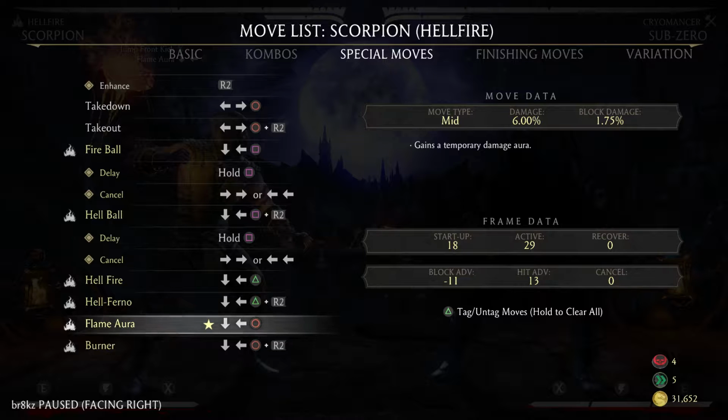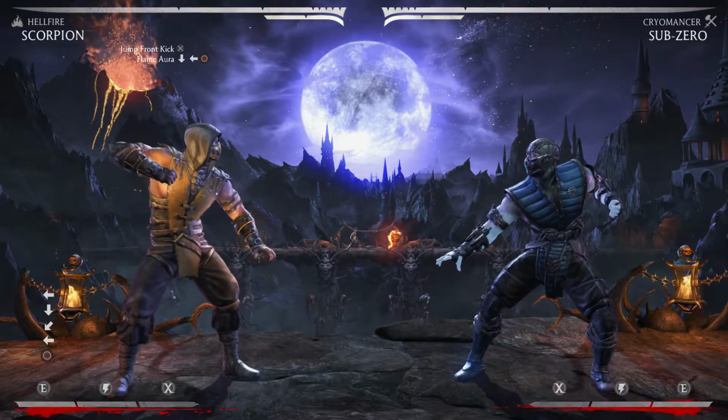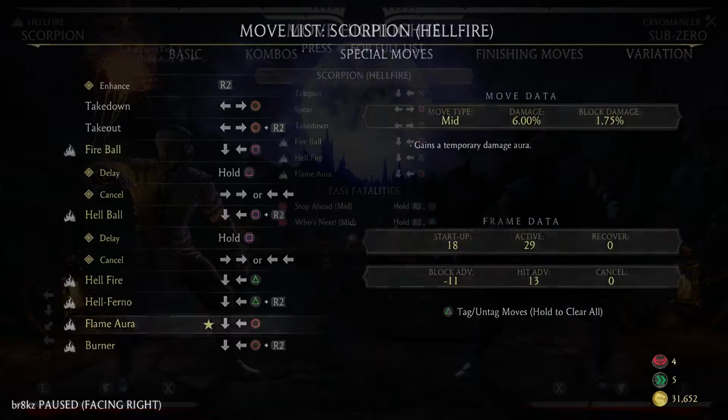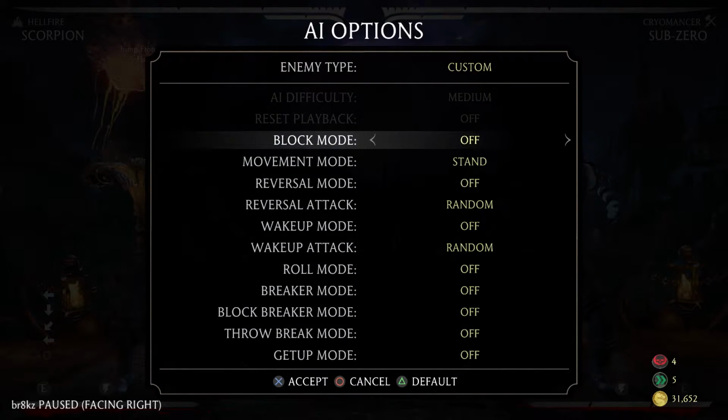Flame Aurora is probably one of the most famous moves for catching people off guard because it's active for such a long amount of time. While 29 frames doesn't seem like a lot, it's a very long time. In order to display how long it's active for, I'm going to make Sub-Zero jump towards me, and we're going to activate it before he even begins to jump towards us.